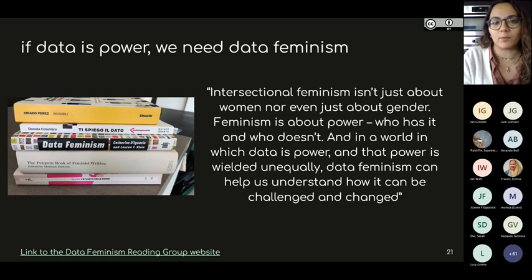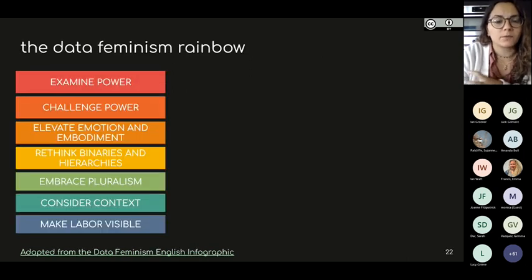If it's true that data is power, and I don't think we need to be convinced that data is power, then data feminism is needed to understand how this power can be challenged and how it can be changed for a better future and a better world.